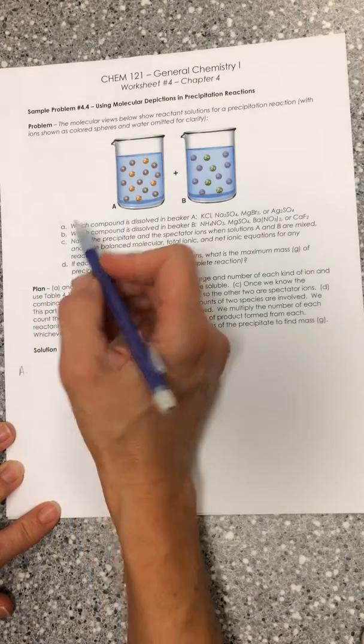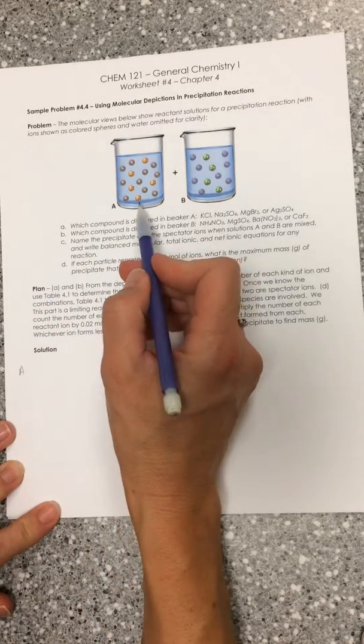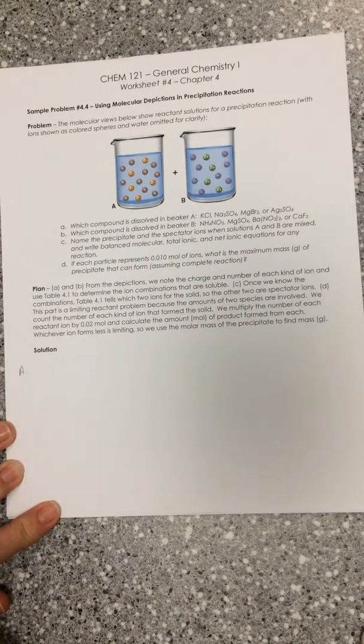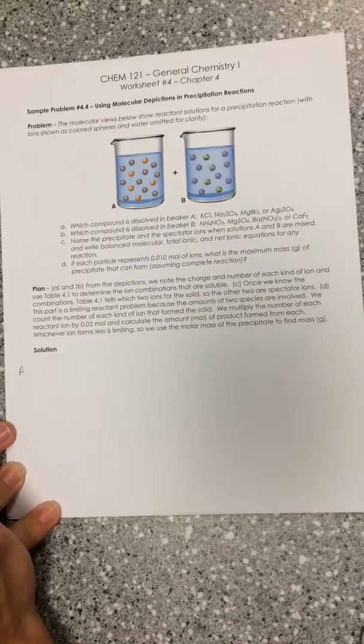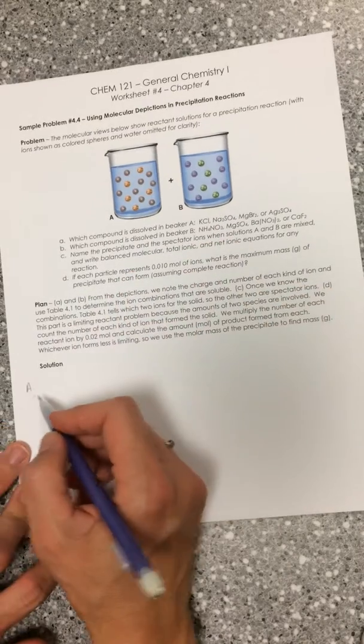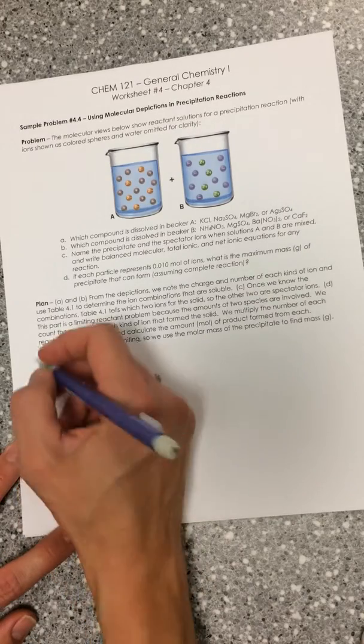The first two parts actually ask us to identify who is in each of these beakers. 4 possibilities for each beaker. So we're going to go through and kind of look at these options and see what we might be able to rule in or rule out. So let me write down here below the options that we have for beaker A.